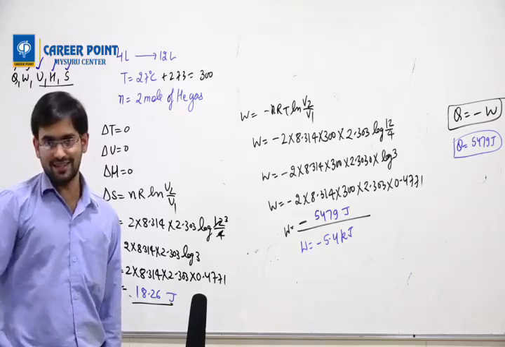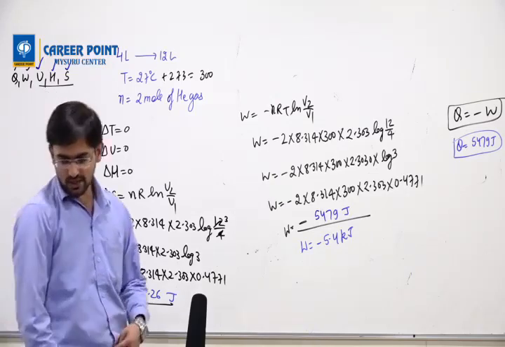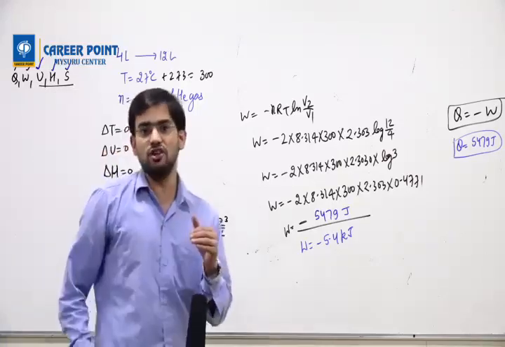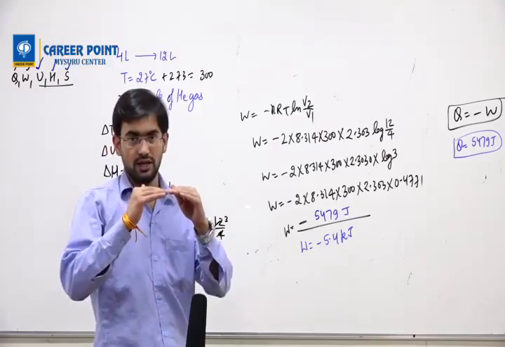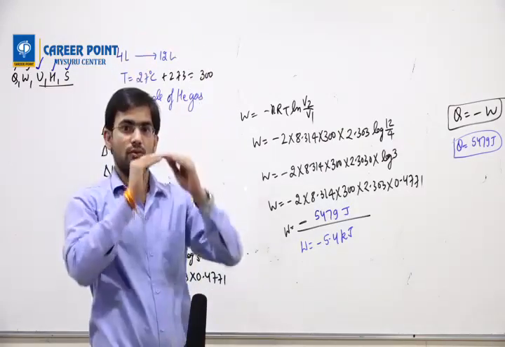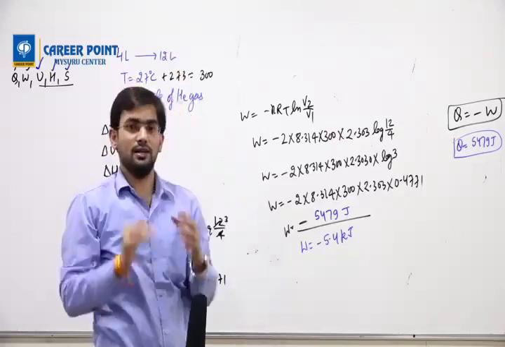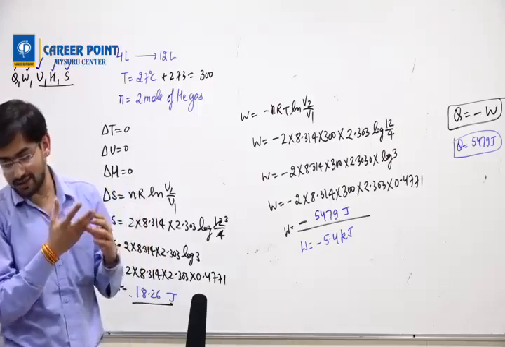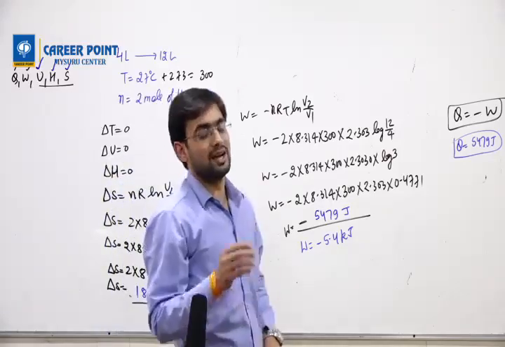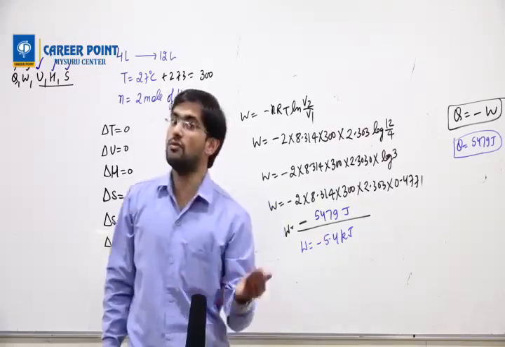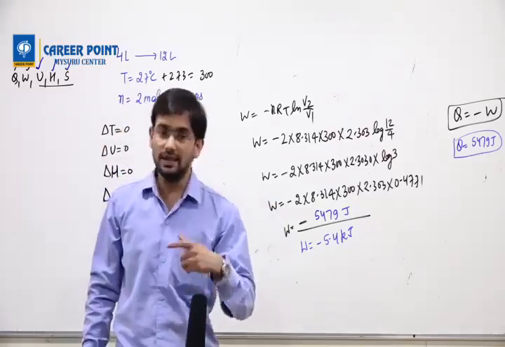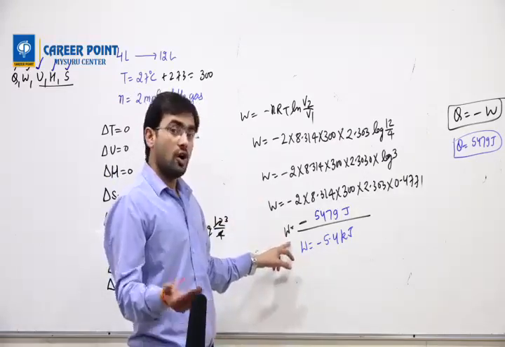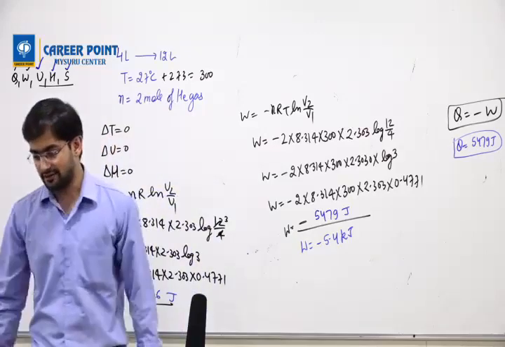Work is not done by the system? Devidas, work is done by the system. The system is undergoing expansion. Expansion means what? The system is going from 4 liter to 12 liter. So now work is done by the system, and when work is done by the system, then W is negative. If the work is done on the system, then W is positive.